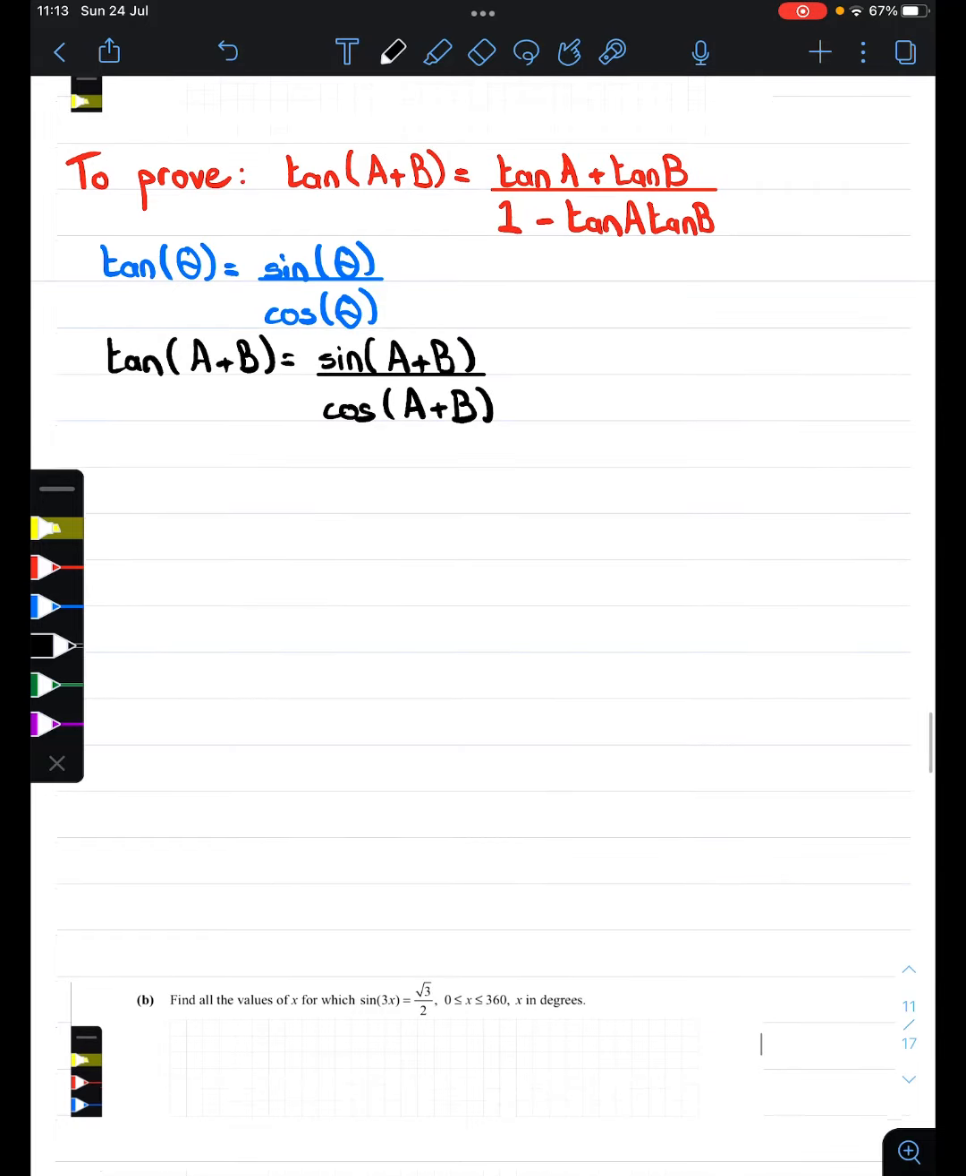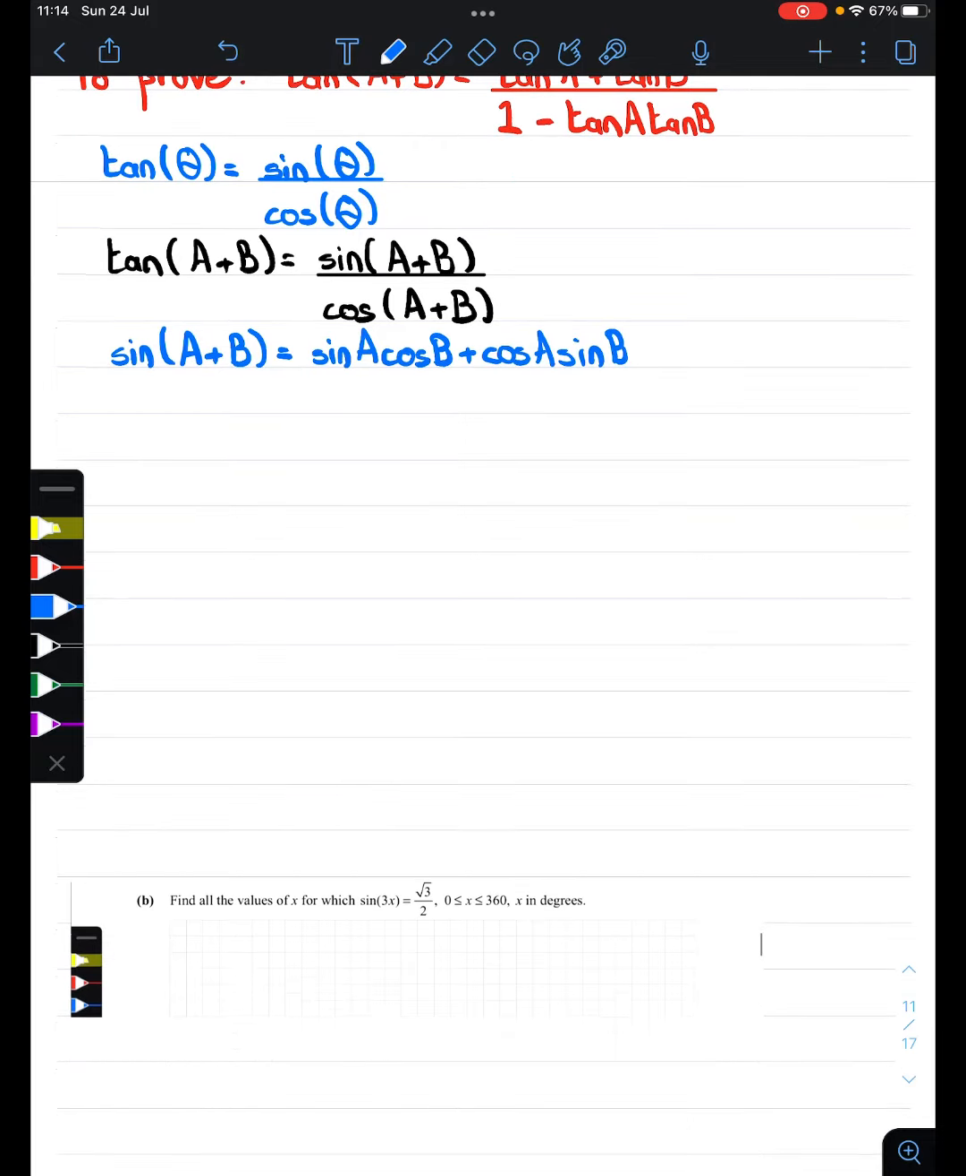Okay, so, well, what is sine(A+B)? Well, we have a formula for sine(A+B) and for cosine(A+B). So let's just write those down. Sine(A+B) equals sine A cosine B plus cosine A sine B.